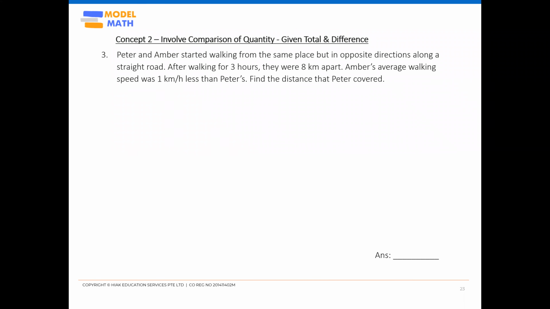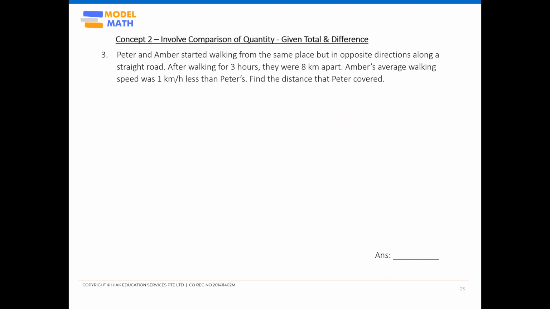Peter and Amber started walking from the same place, but in opposite directions along a straight road. After walking for 3 hours, they were 8 kilometers apart. And Amber's average walking speed was 1 km per hour less than Peter's. Find the distance that Peter has covered.